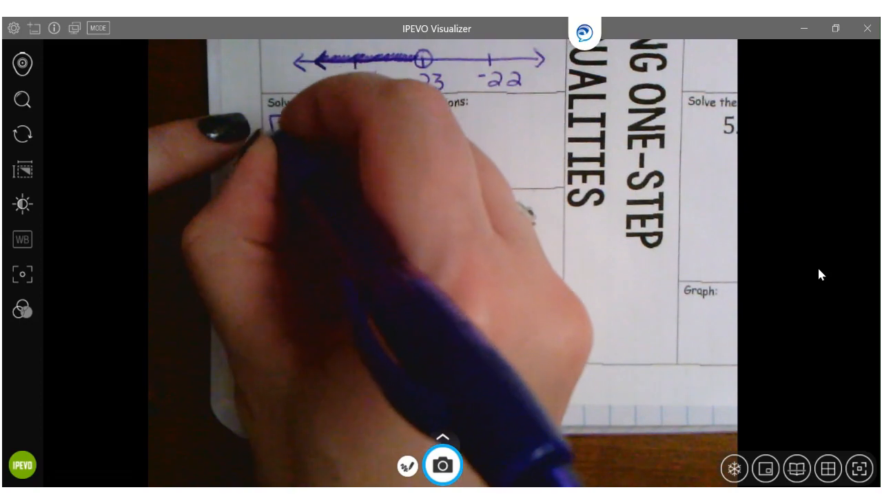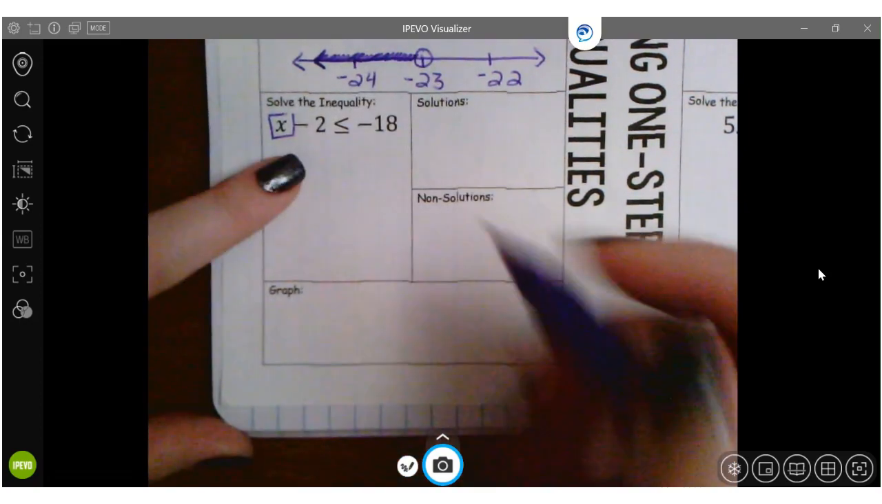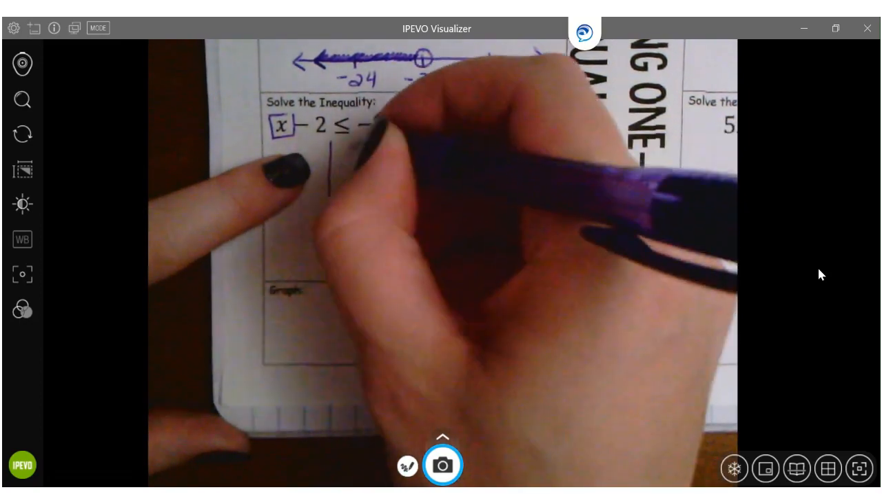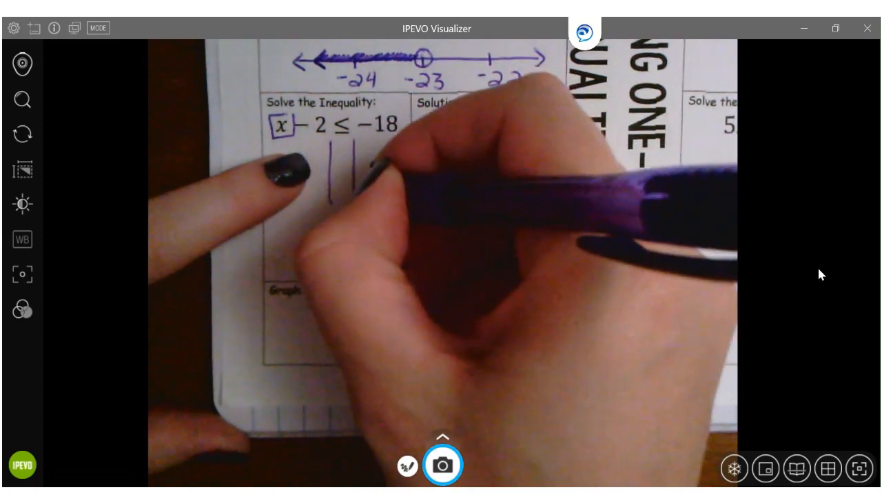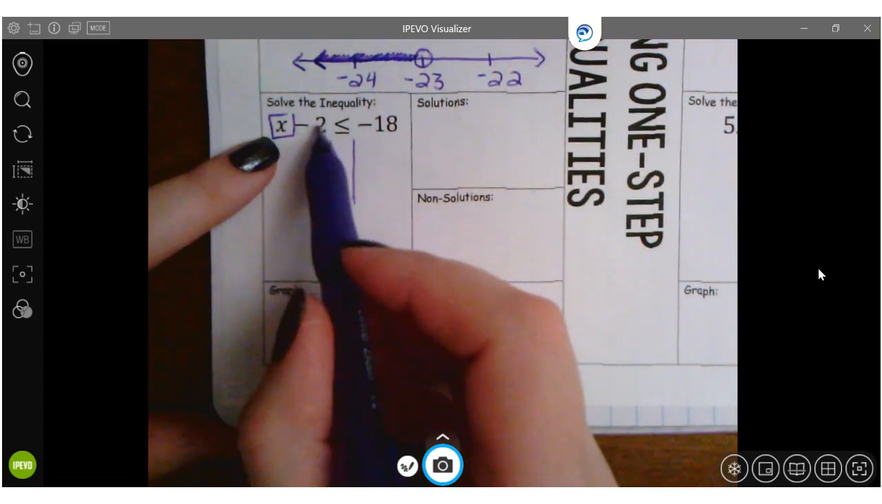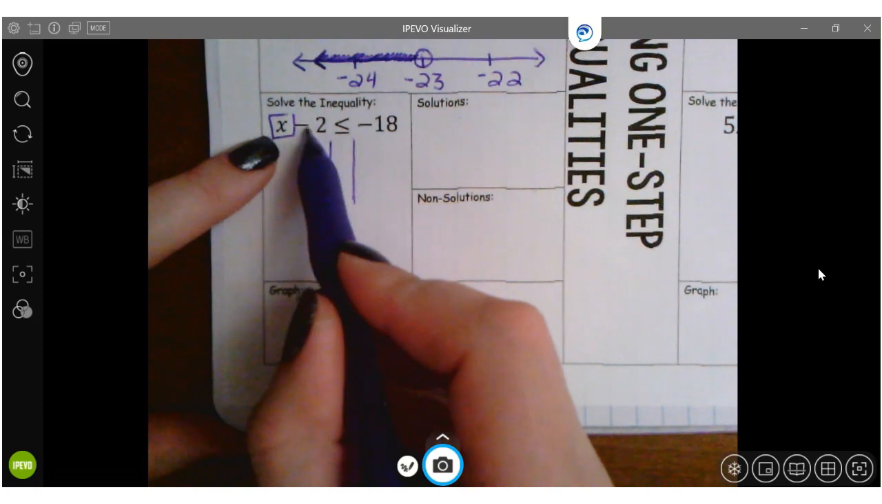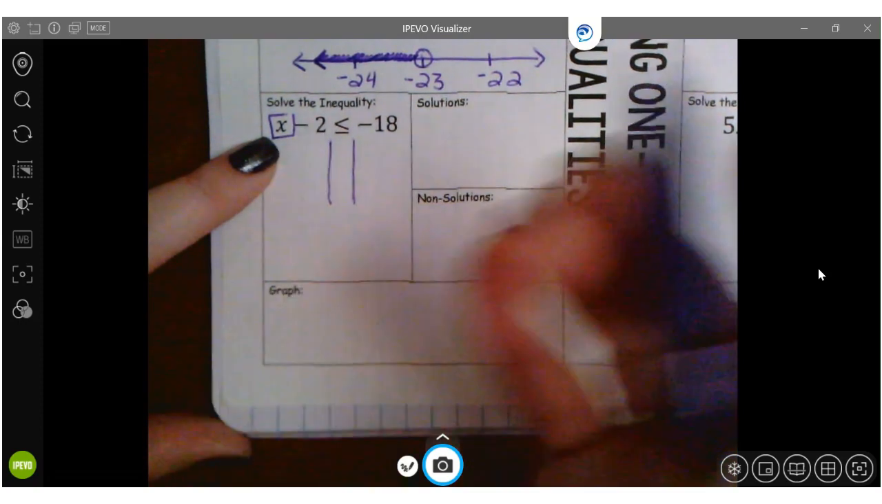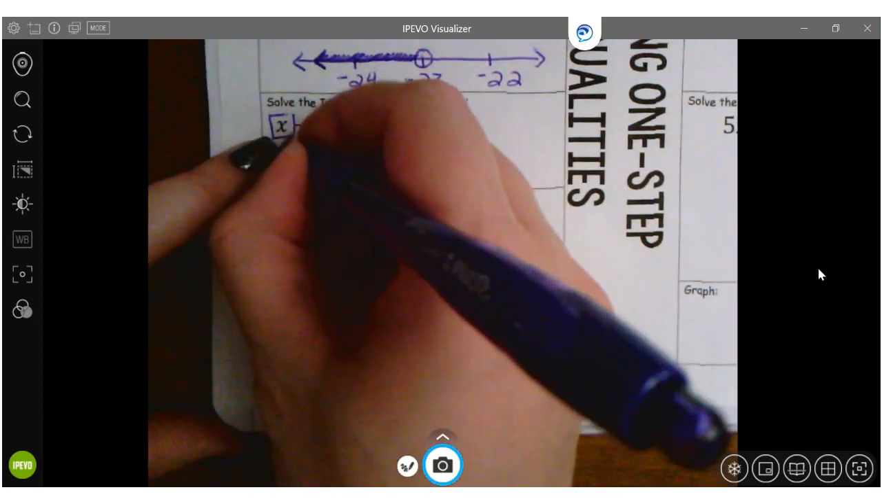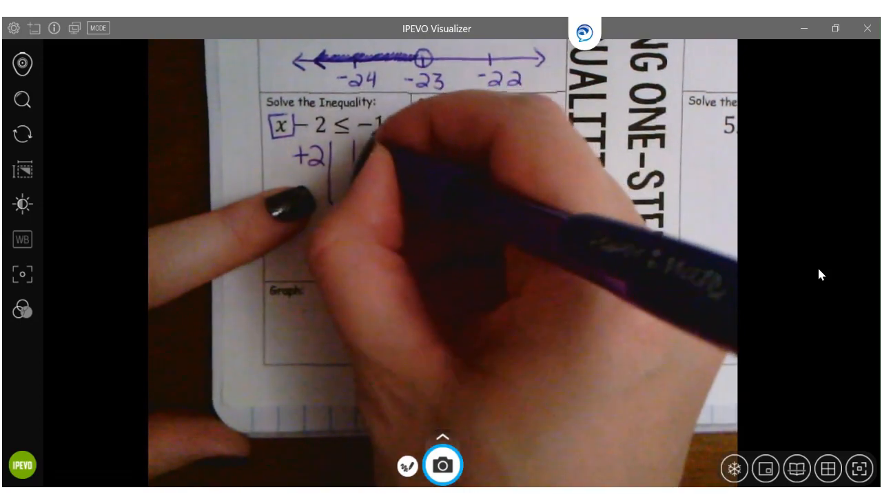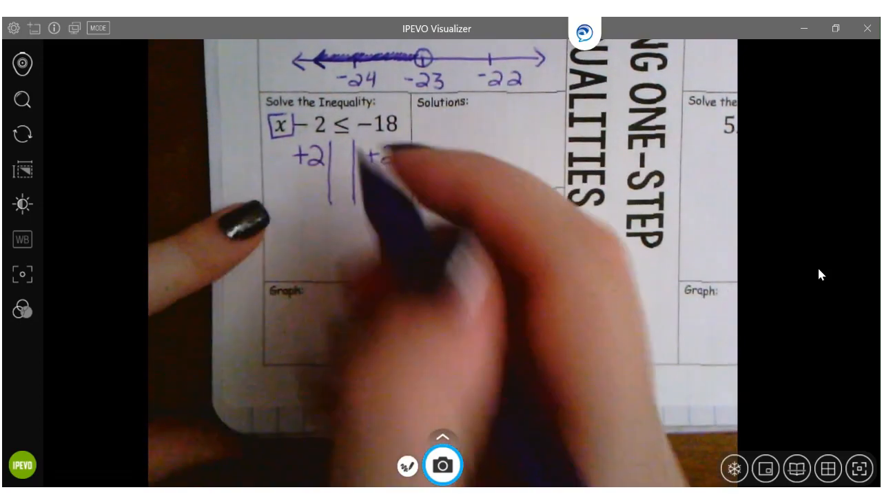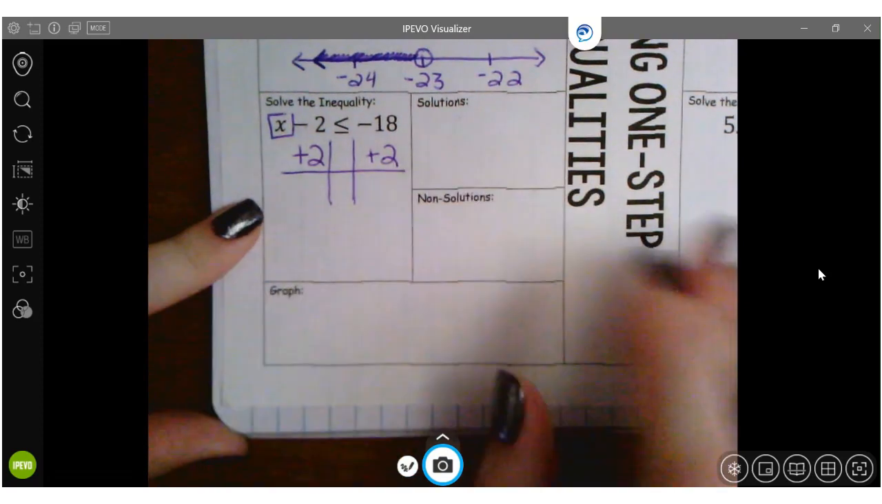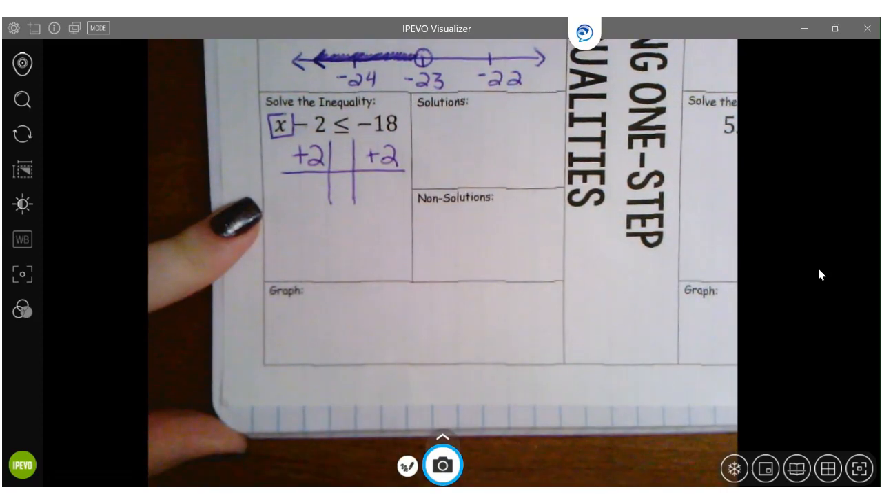So I'm going to box in the x. I need to draw my railroad tracks. All right, and I want to do the opposite operation. So to get x by itself, right now I'm subtracting 2. The opposite would be to add 2. And I have to do it to the other side. Okay, you can draw a line to kind of show that you have completed that step.